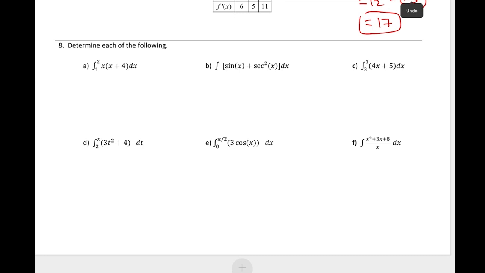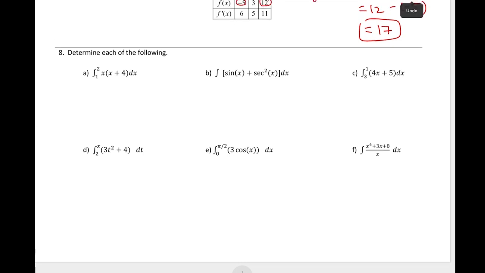Now, on this one, I'm going to start by distributing that x, to make sure that I've got something that's just a little bit easier to work with here. So this is going to be x squared plus 4x dx. And the antiderivative of x squared plus 4x is 1/3 x cubed plus 2x squared plus c. We'll evaluate that from 1 to 2.